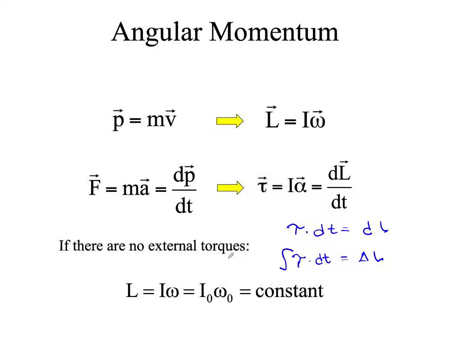As long as there's no external torques, the angular momentum is constant. Just like if there's no external forces, momentum is also conserved. Angular momentum is one of those big three in physics that are conserved quantities: conservation of energy, conservation of momentum, and conservation of angular momentum.